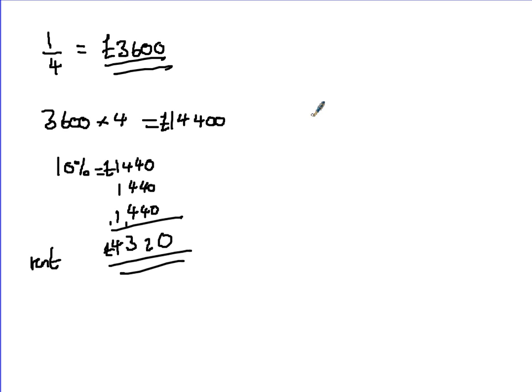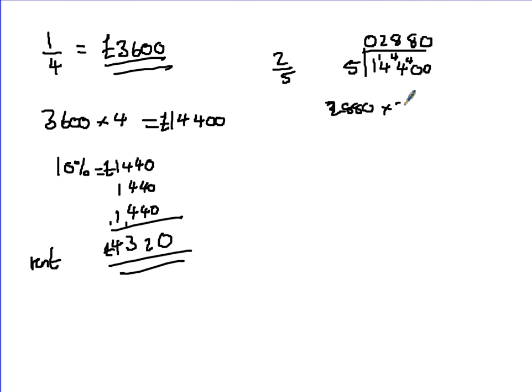He spent 2/5 on entertainment. So to work out 2/5 of a number, divide by 5 and then times it by 2. So divide it by 5 first of all. 5s into 1 go none. 5s into 14 go 2. 5s into 44 go 8. 5s into 40 go 8. And we've got a 0 on the end. And then you've got to remember that you've got to double that answer, because that's 1/5. So double that answer there. That will give you 5,760.